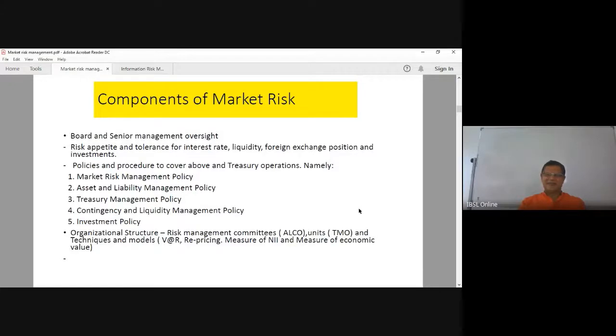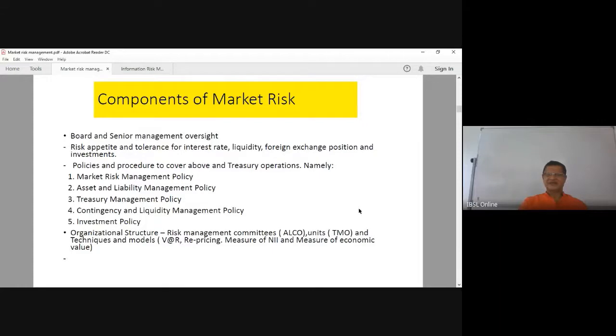Generally, the treasury has been divided into three parts. We call it treasury front office, treasury middle office, treasury back office. Treasury front office is your business unit, and treasury middle office is in the risk management unit. So market risk of the treasury is managed by the treasury middle office, which is already attached to the risk management unit.